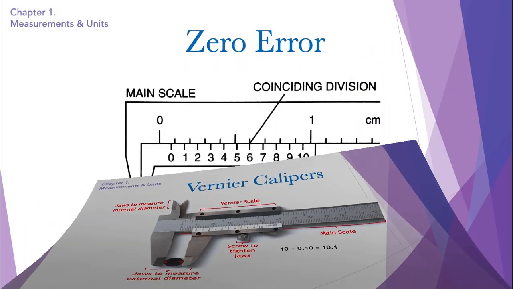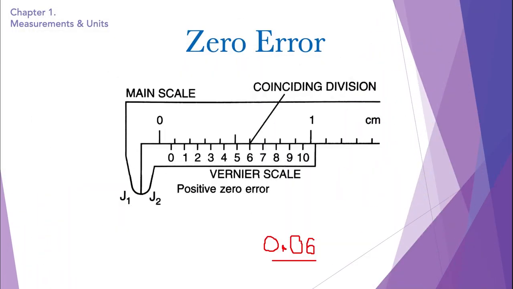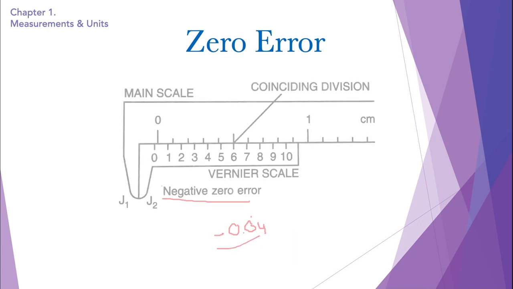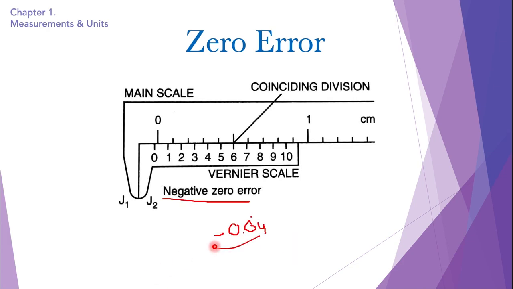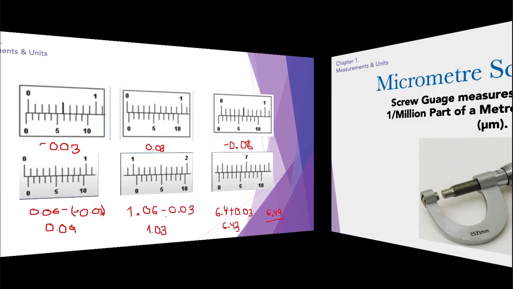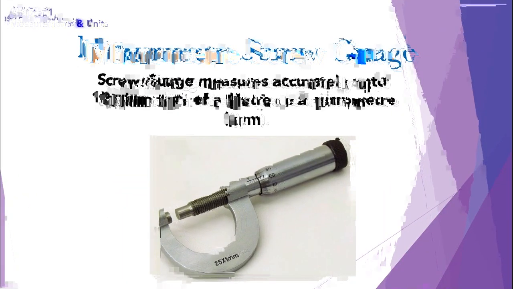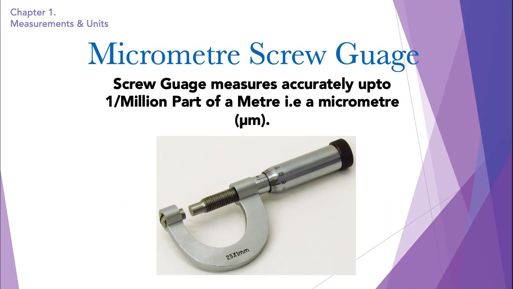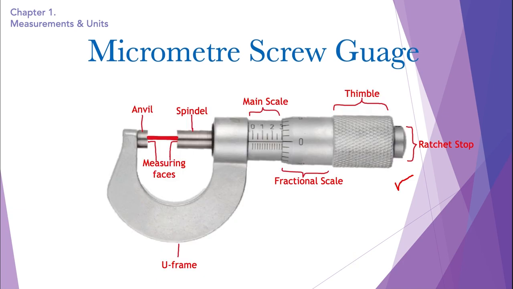Then we understood the zero error of the Vernier Calipers. Positive zero error and negative zero error. How we can find out the zero error and find out the correct readings of the Vernier Calipers. Then we understood the micrometer screw gauge, the smallest value a micrometer screw gauge can measure. This is the mu sign. This is the sign of micrometer. We understood how we use the main scale and fractional scale of the micrometer to measure.